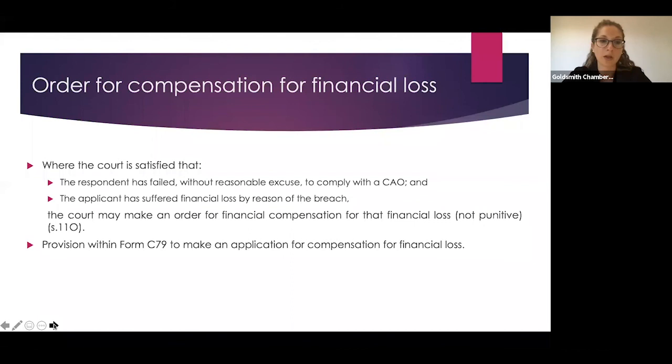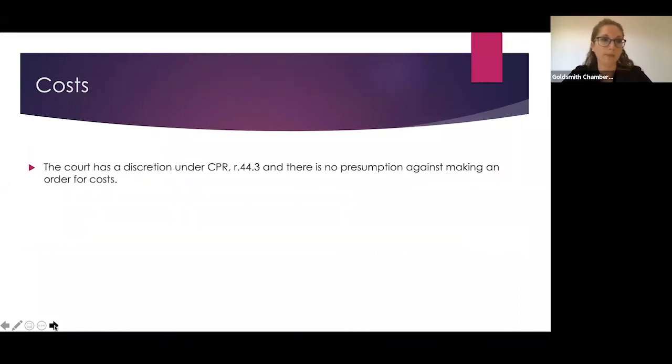There is provision within the C79 form to say that a party intends to make an application for compensation for financial loss, and certainly if you are intending to make an application for compensation, that will need to be supported with evidence, so receipts and any other supporting evidence that you might have.